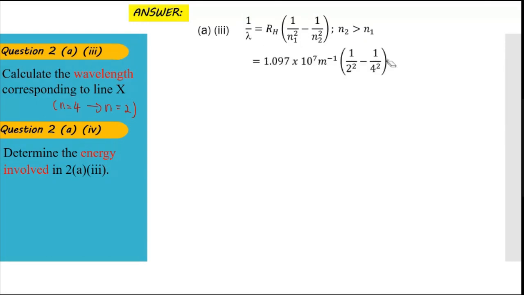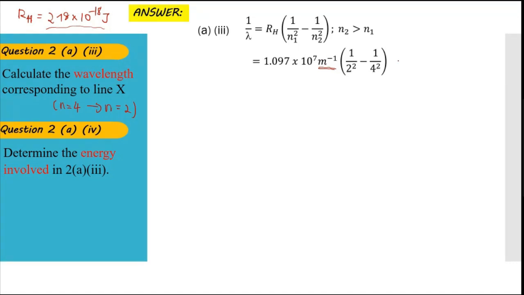Okay, the next step is to substitute. You must be very careful with RH. In your list of constants, there are 2 RH given. Because lambda is a measure of length, the RH must be the length measure, per meter. The other RH is in energy, joule, 2.18 times 10 to the power of negative 18 joule. You cannot use this when you are using Rydberg's equation, because lambda is a measure of length. So you must take the length measure value. All right.